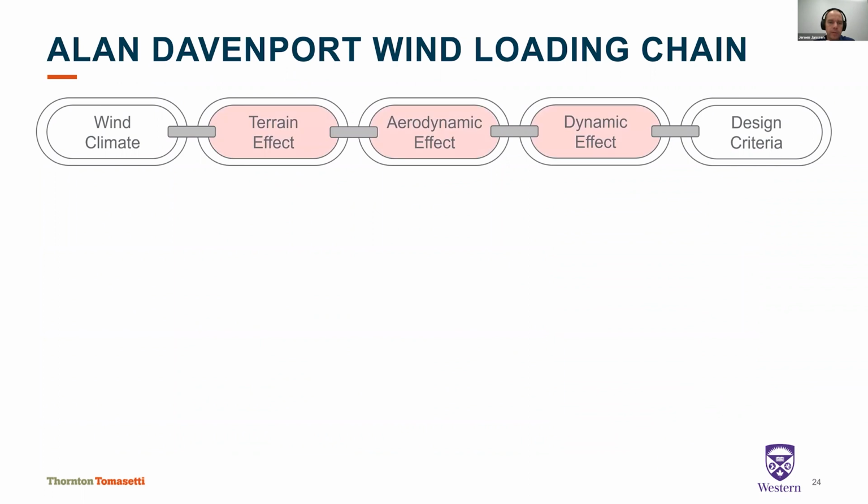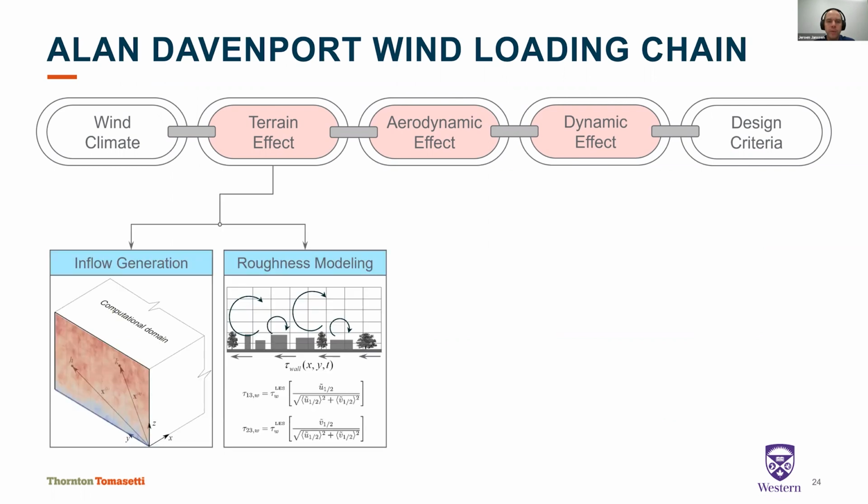I'm going to skip a little bit through this, but basically, they are very diligently working with the Alan Davenport wind loading chain. So looking at the terrain effects, there are 5 factors, they're all important. Your wind climate, you can't do much about it. And at the end, your design criteria, which comes from the code, you can't do much about that. But the 3 things in the middle, you can influence, whether you're wind tunnel testing or CFD.